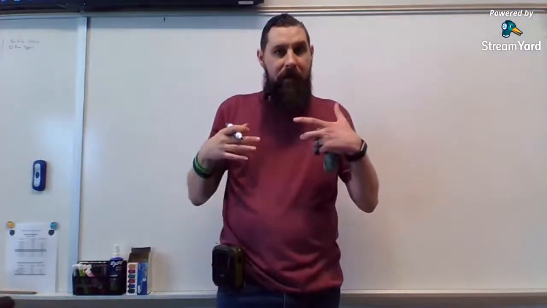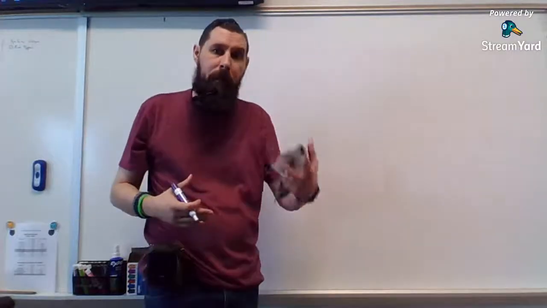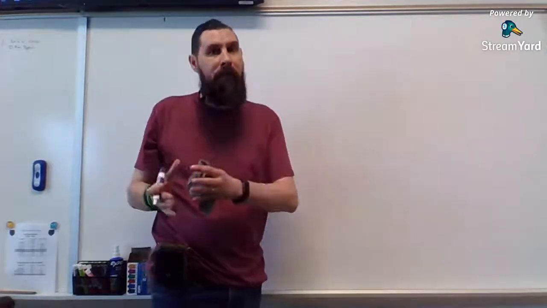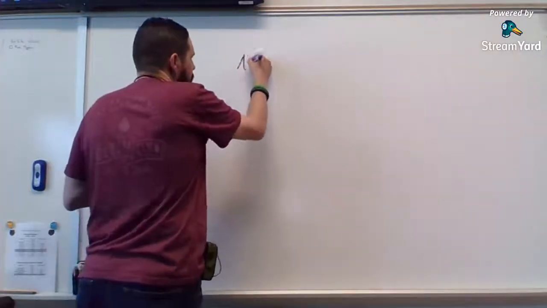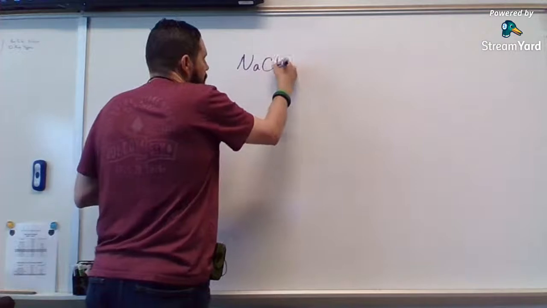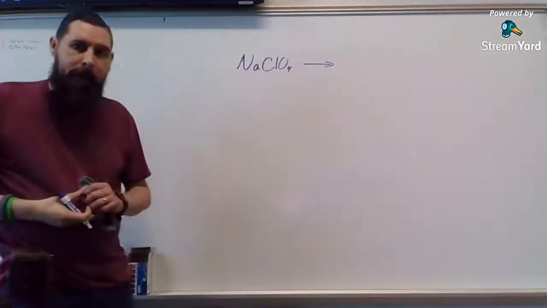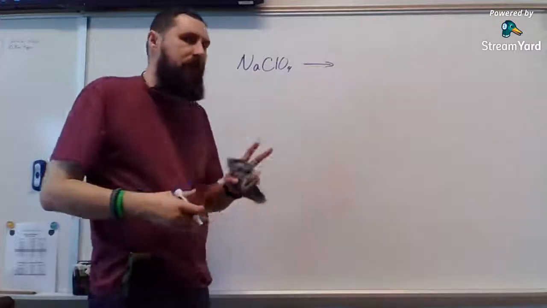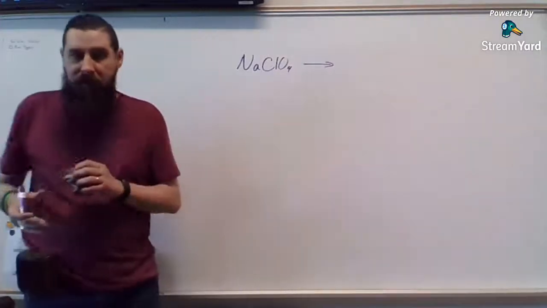So the third type of decomposition. This again is the metal chlorates. Chlorate being the ClO4 polyatomic ion. And we produce a metal chloride and water. So let's take a look. Let's say NaClO4 decomposes. And when this decomposes, this is the easiest way that I know to think of this.